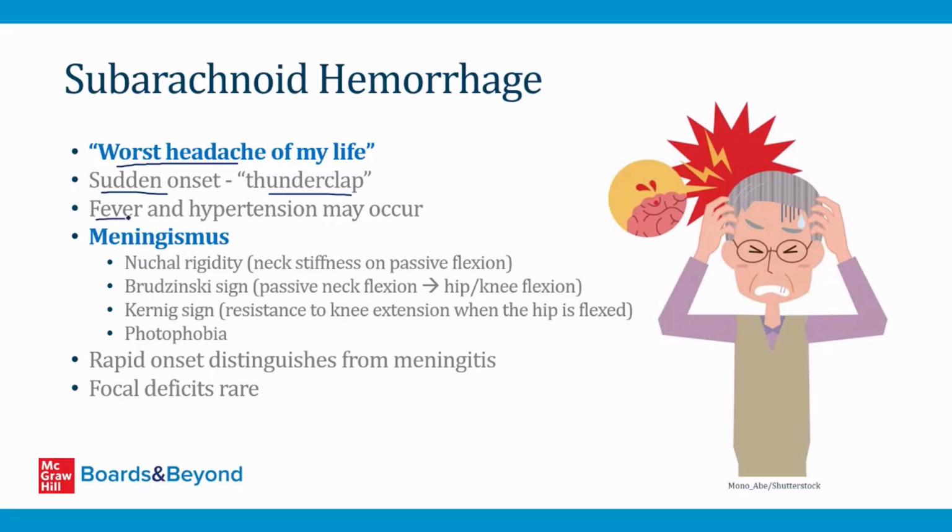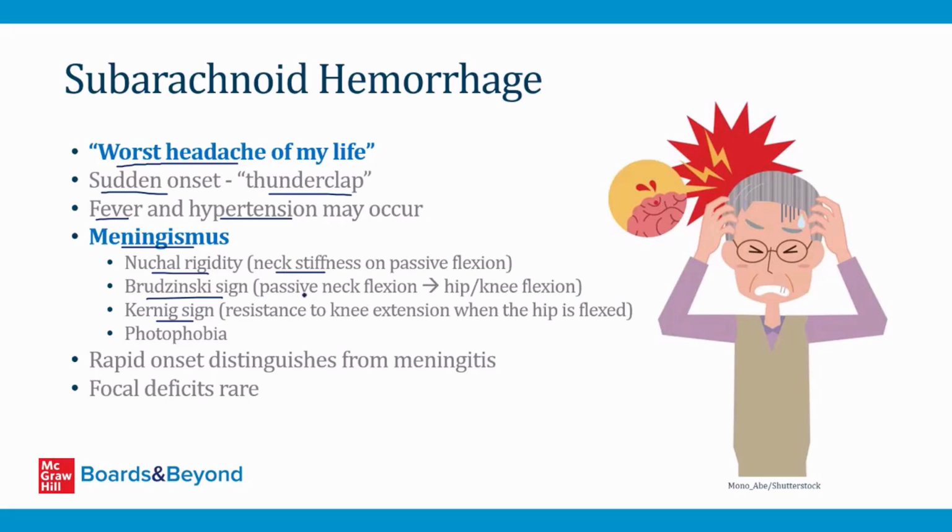And then patients have so much pain from these subarachnoid hemorrhages that they're often hypertensive when they present. And then the irritation of the meningeal layers in subarachnoid hemorrhage can cause symptoms of meningismus. This refers to things that you see in meningitis, things like nuchal rigidity, which means neck stiffness on passive flexion. You can also see Brudzinski's sign and Kernig's sign. These are signs classically associated with meningitis, but they also occur in subarachnoid hemorrhage.